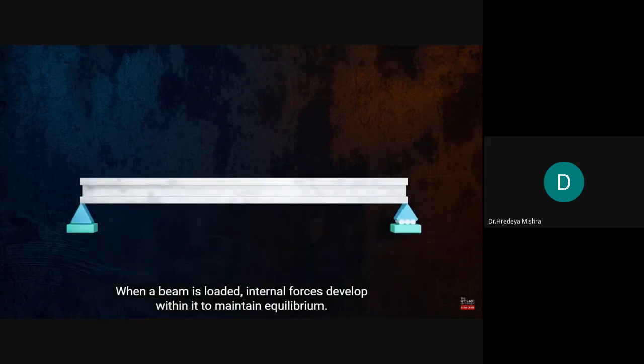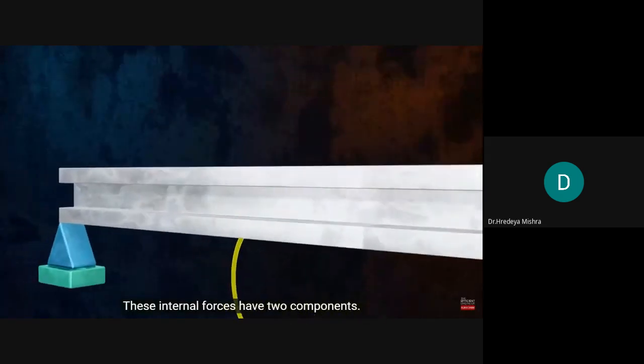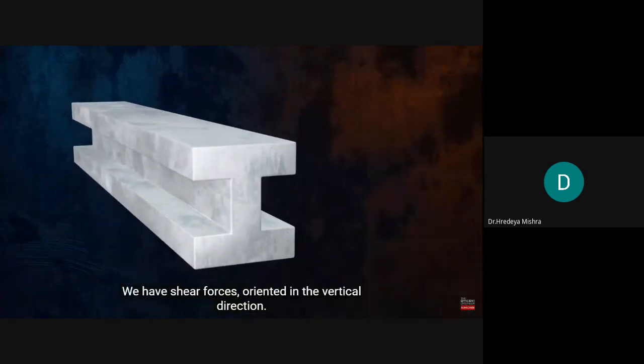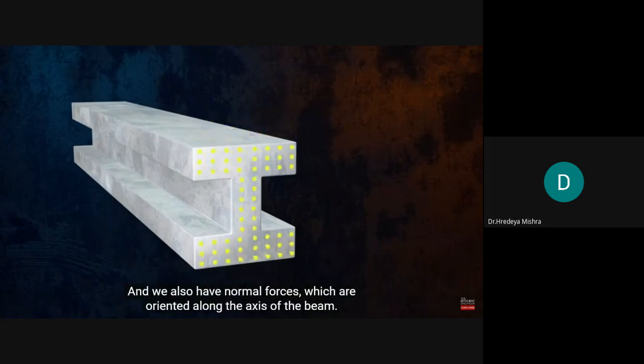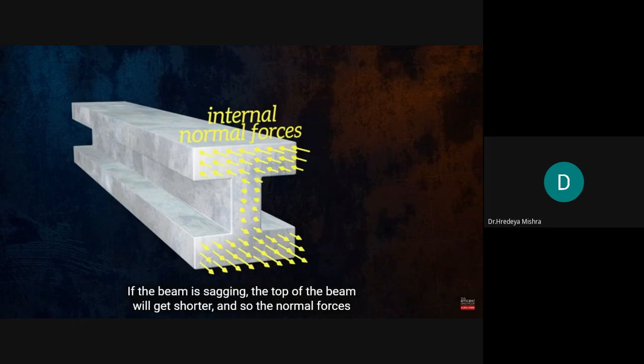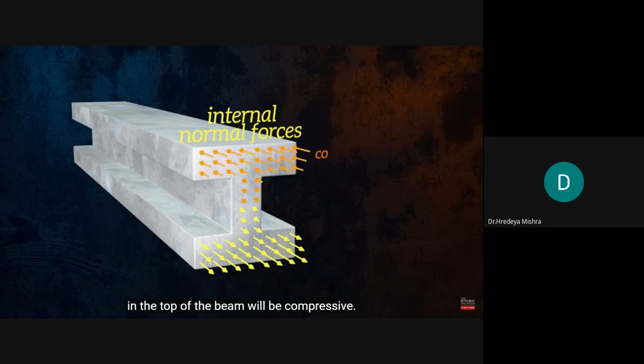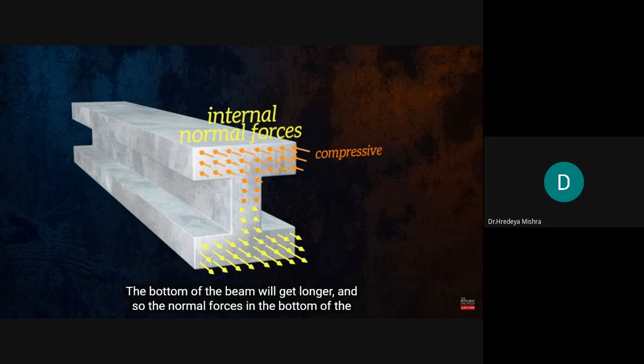When a beam is loaded, internal forces develop within it to maintain equilibrium. These internal forces have two components. We have shear forces, oriented in the vertical direction, and we also have normal forces, which are oriented along the axis of the beam. If the beam is sagging, the top of the beam will get shorter, and so the normal forces in the top of the beam will be compressive. The bottom of the beam will get longer, and so the normal forces in the bottom of the beam will be tensile.